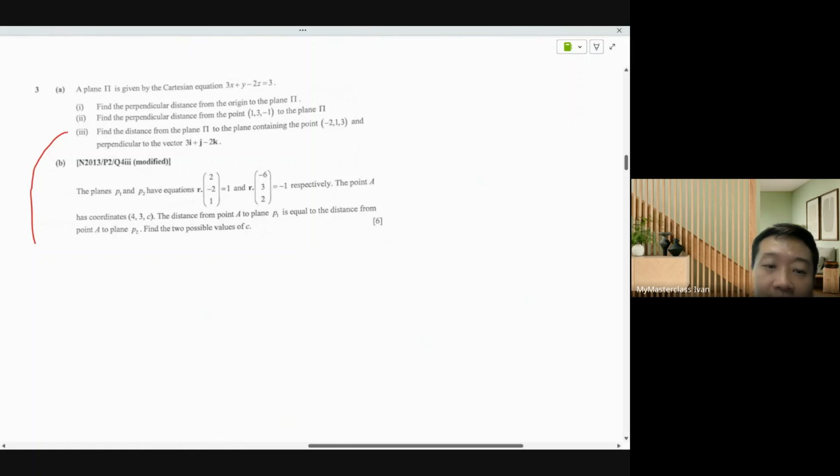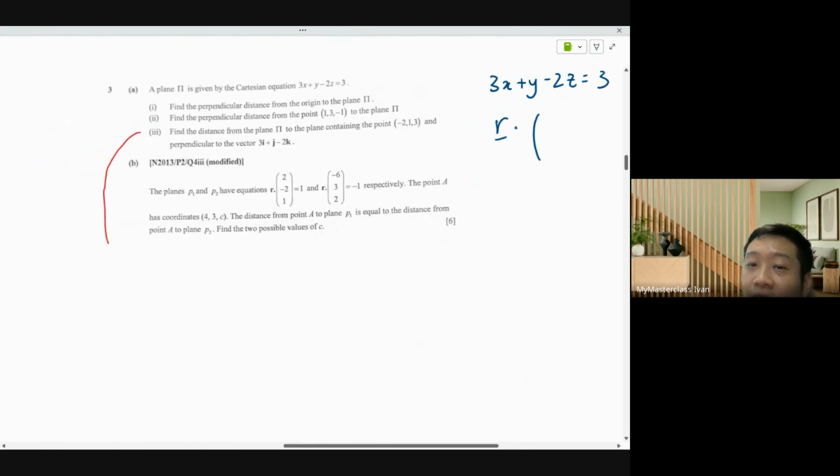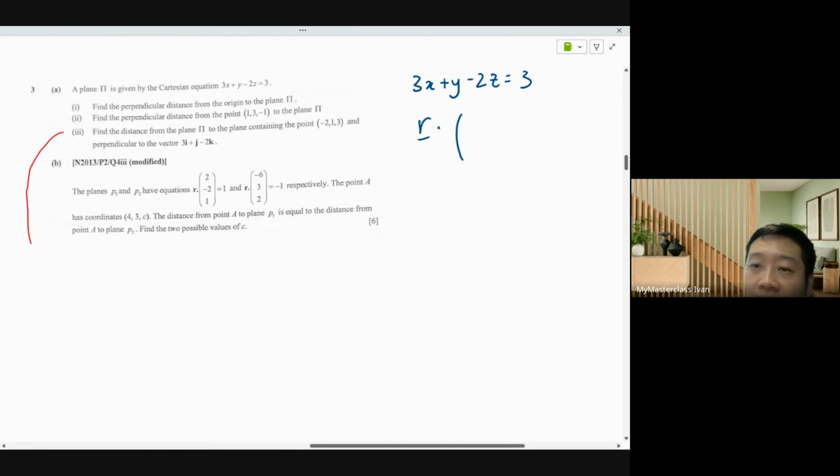In this part, look here: 3x plus y minus 2z equals 3. This is the Cartesian equation. How to form it into r dot? This is the same as r dot, where r means x, y, z, 3, 1, negative 2 equals 3. Then this is the normal. Understand or not?